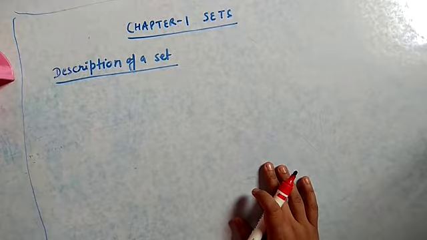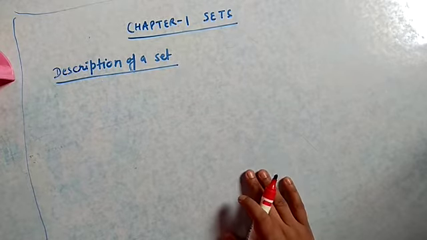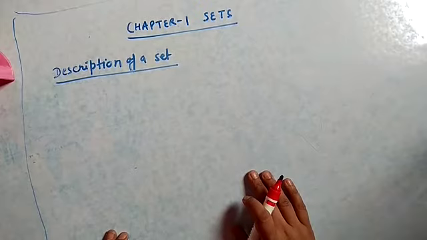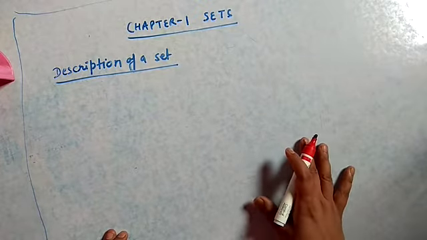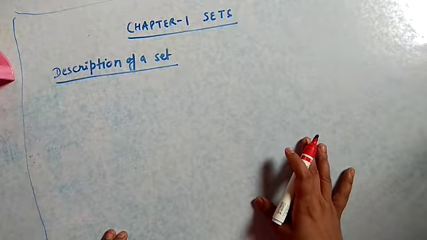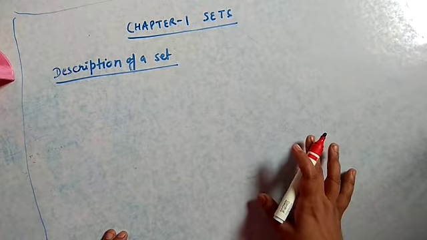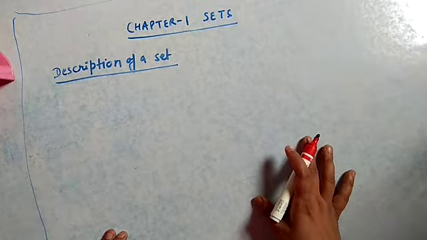In the previous video we have discussed what is the meaning of set and how we can identify whether the given data is a set or not. Today we are going to discuss the different methods of writing a set, that is, description of a set.